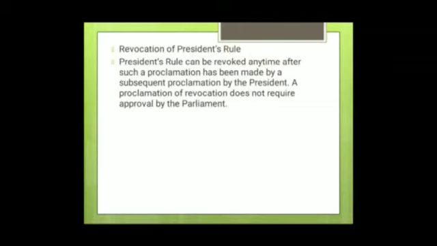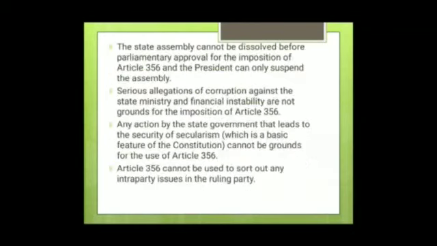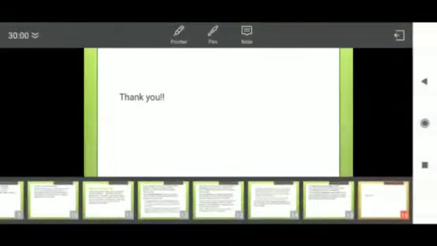And thank you. So that's it. In the next one we'll be doing the judiciary, the union judiciary.